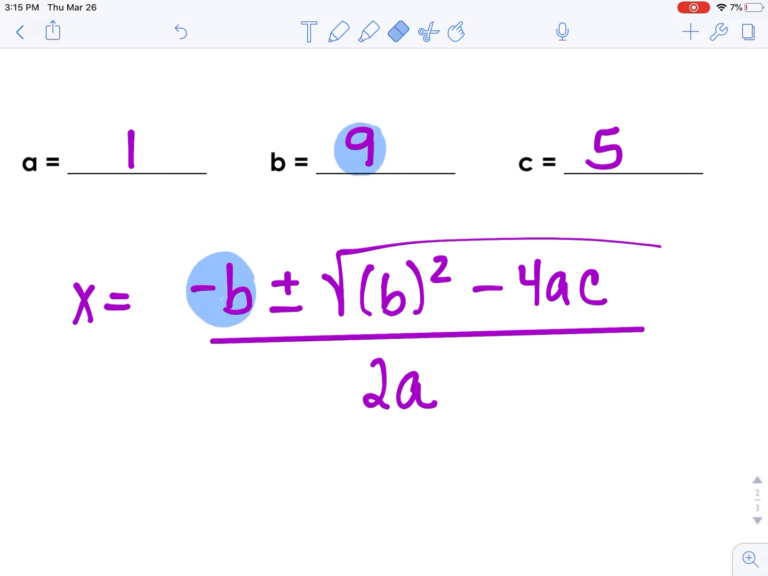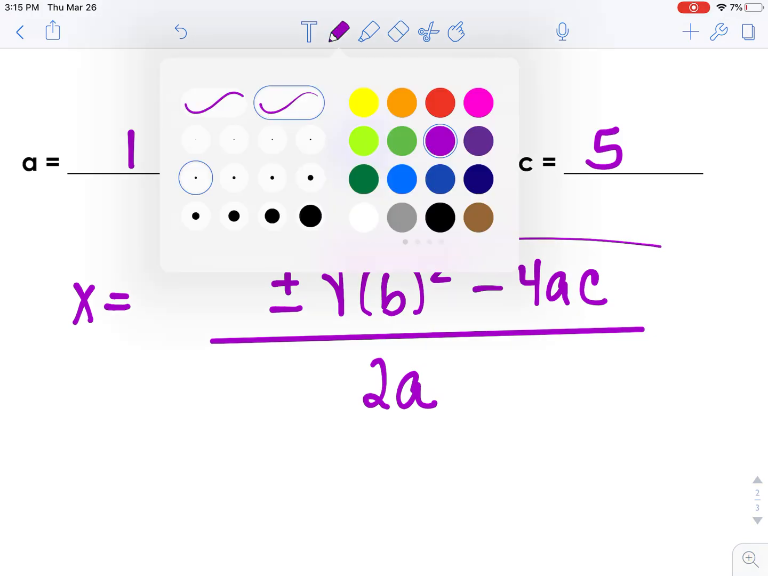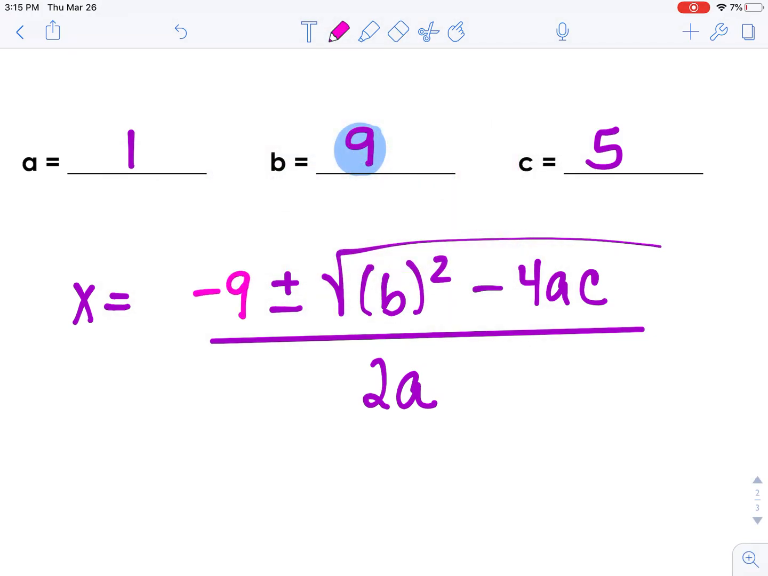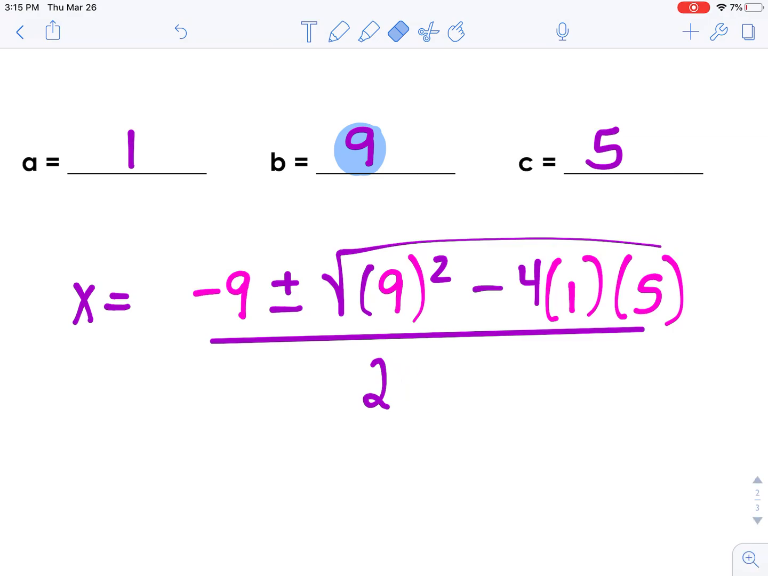So if the b is 9, this wants us to do the opposite of 9. So we're going to change that. Instead of putting a 9, we're going to do the opposite of 9, which is negative 9. Then here it says plug in b, which is 9. And then these are getting multiplied. So it says a, our a is 1, and then our c is 5, and then 2 times our a, which is 1. Once you have this written down, this is what I would want to see in your homework.